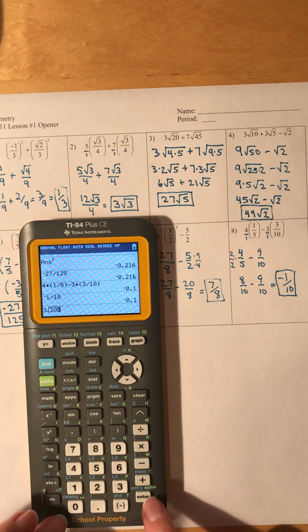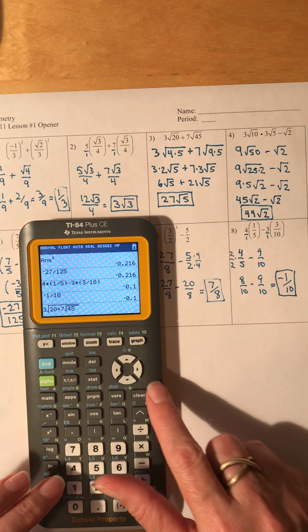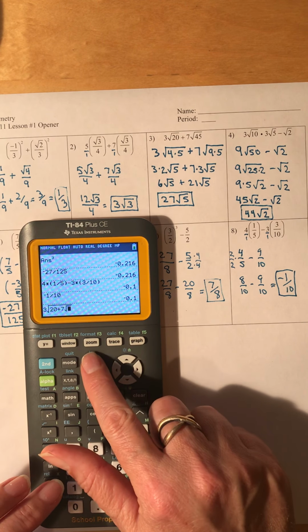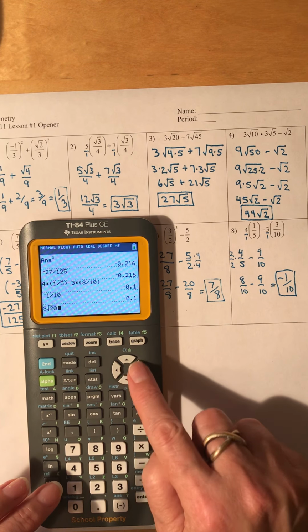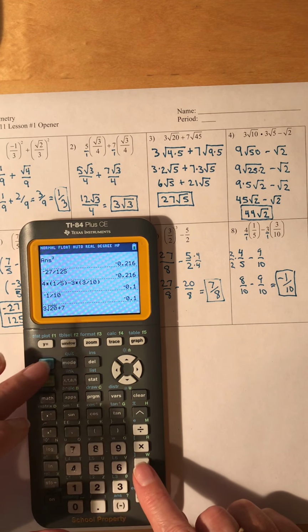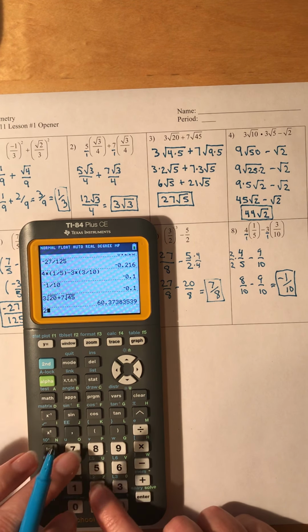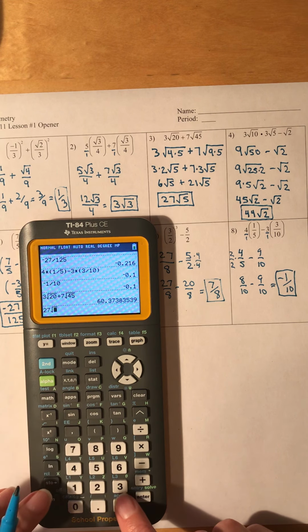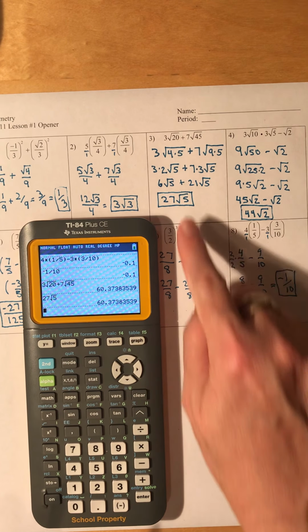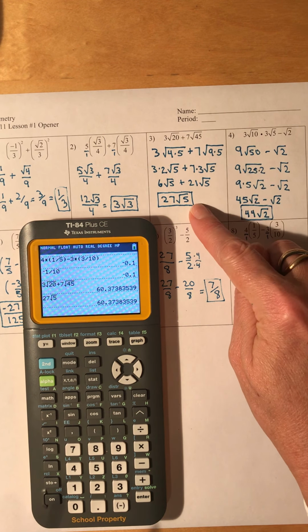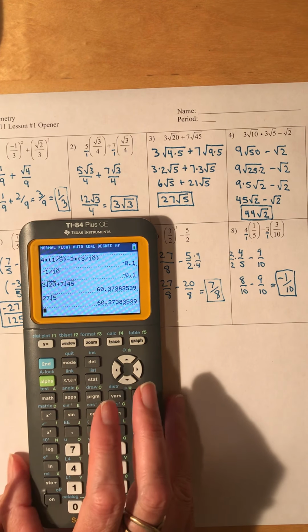square root of 20 plus 7 square root of 45. Oops, I messed that up. Need to get out from under the square root. Plus 7 square root of 45. And there's the decimal for it, which supposedly should be equal to 27 times the square root of 5. So since those two decimals are the same, then I know that the question and my answer are equivalent to each other. And you could do the same thing with any of the other problems.